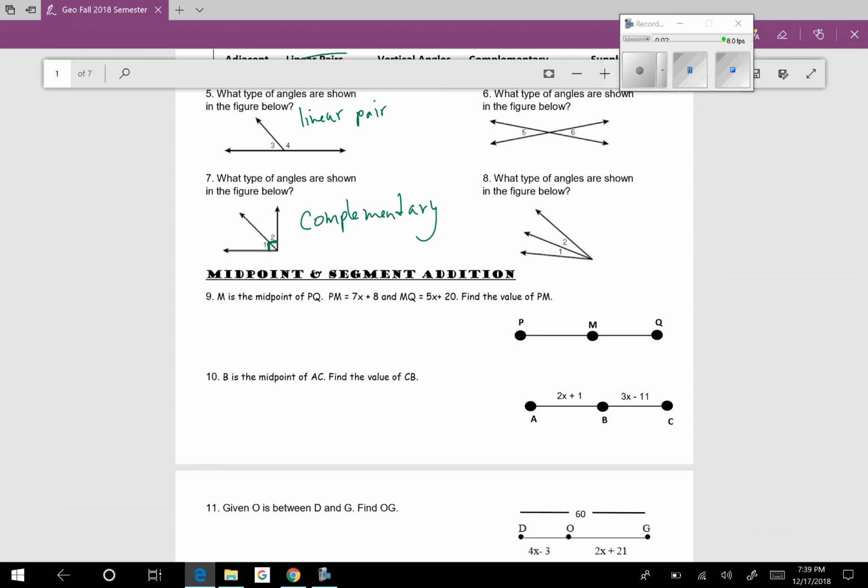Number 9, M is the midpoint of PQ. Midpoint means in the middle, so it cuts it in 2 equal parts. So PM and MQ are congruent to each other. So this 7x plus 8, which is PM, will be equal to this 5x plus 20, which is MQ. So 7x plus 8 equals 5x plus 20.